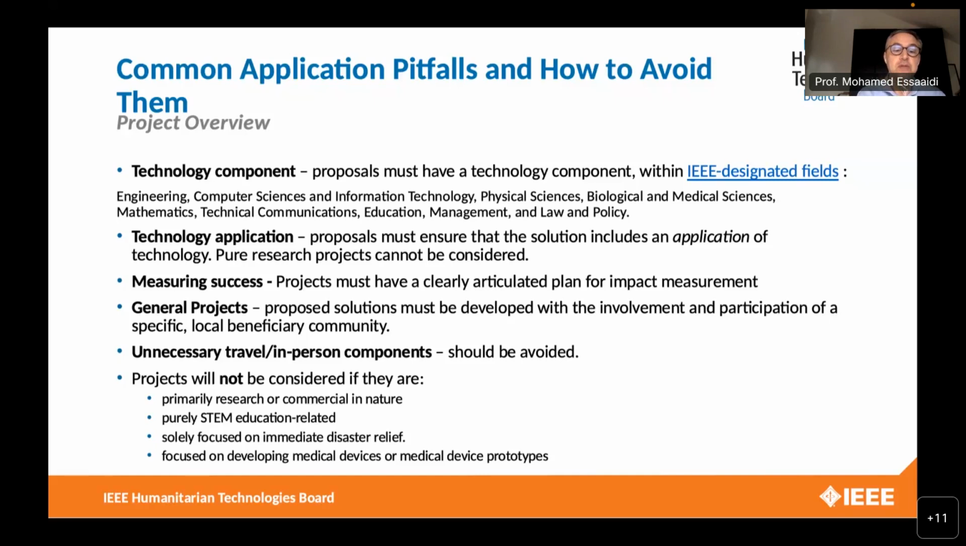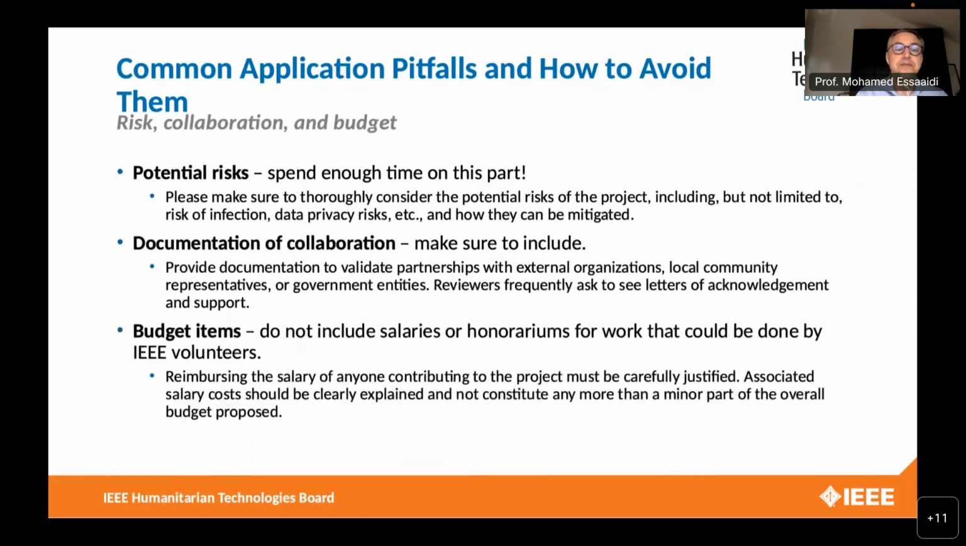The proposed solution must be developed with the involvement and the participation of a specific local beneficiary community. We also have to avoid unnecessary travel or in-person components. Projects will not be considered if they are primarily research or commercial in nature, purely STEM education related, or solely focused on immediate disaster relief, or focused on developing medical devices or medical device prototypes.